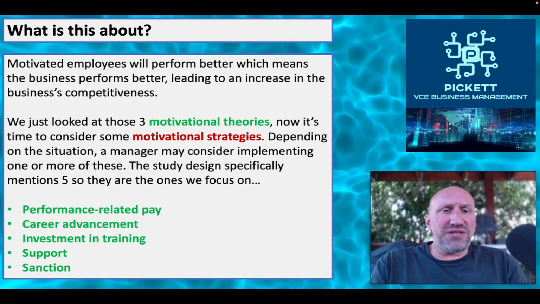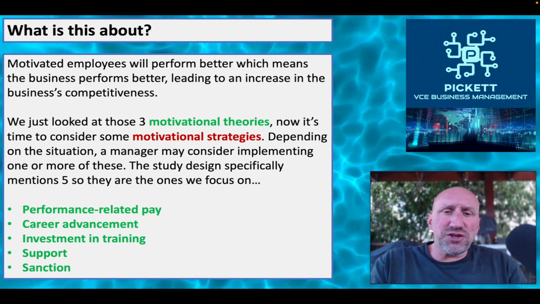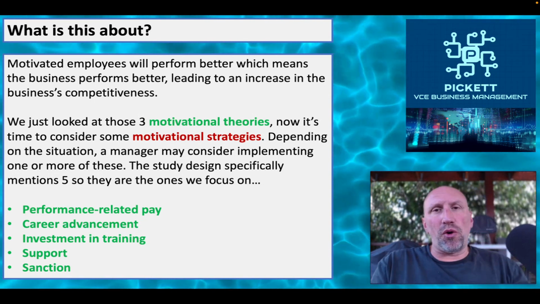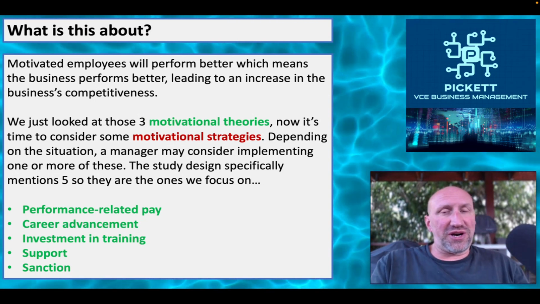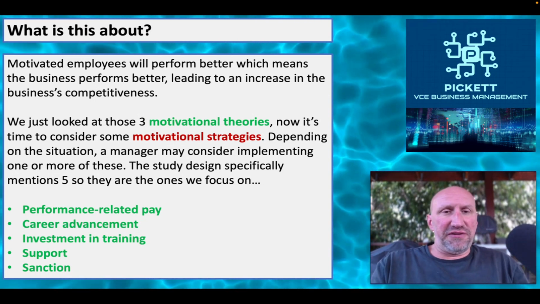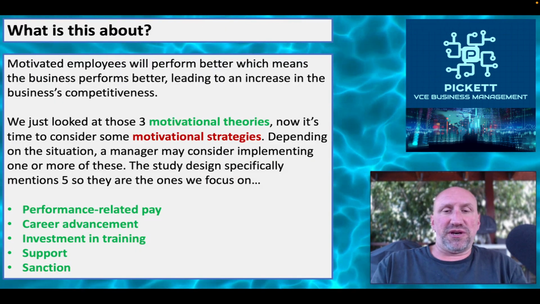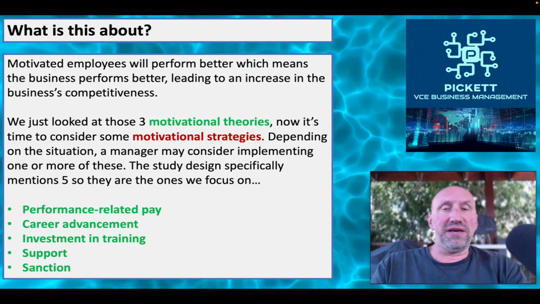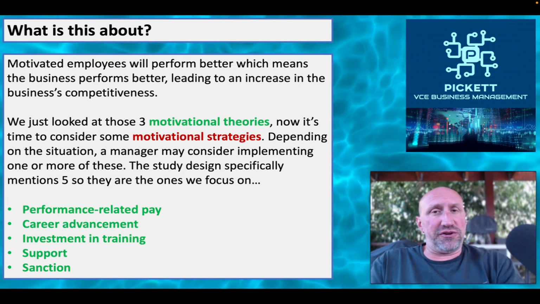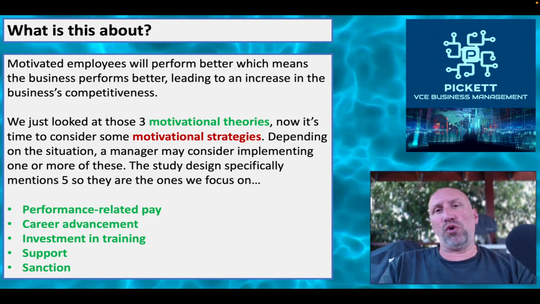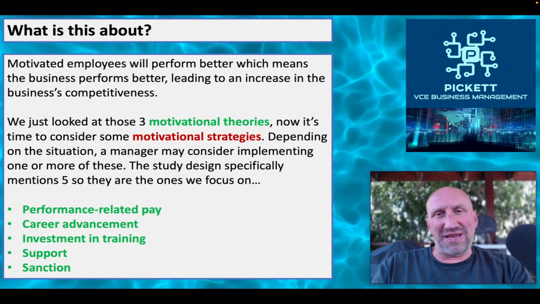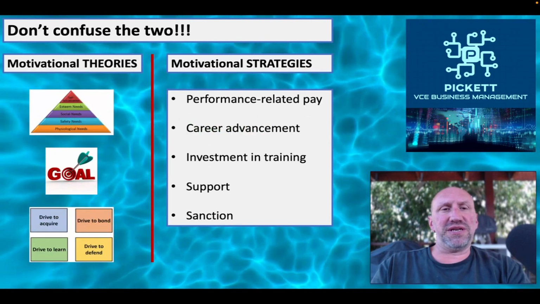Now, depending on the situation, a manager might consider implementing one or more of these 5 strategies that we're going to look at today. And if you go back, you can see those 5 that were in green on the screen a second ago are the ones that are listed in the study design. So we have our script of 5 strategies: performance-related pay, career advancement, investment in training, support, and sanction. So that's ultimately what we're going to be talking about today.